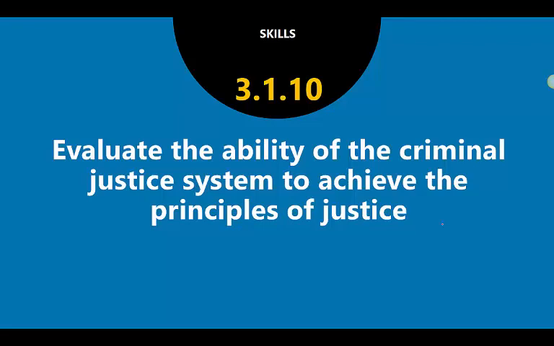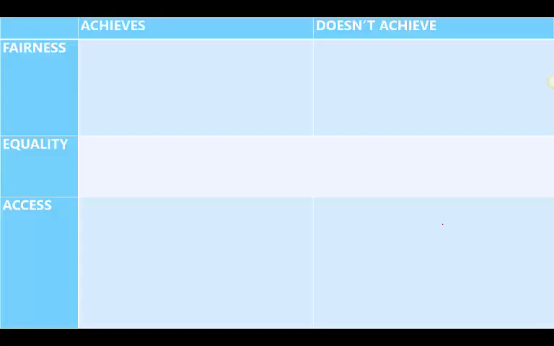As always, how does this contribute to the principles of justice? Here's our blank table. Pause it now, try and fill this out as best you can, and we're going to flick over in 3, 2, 1.